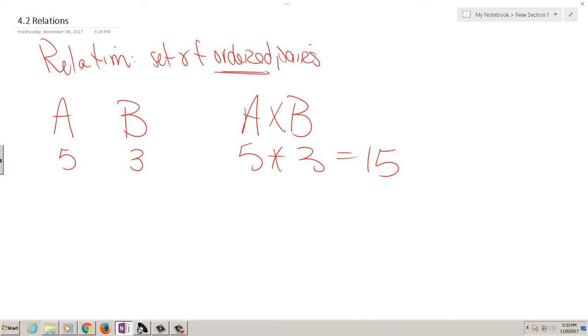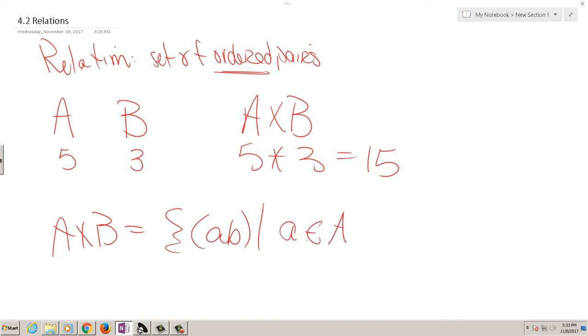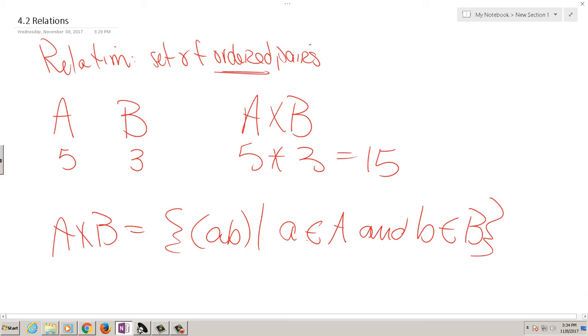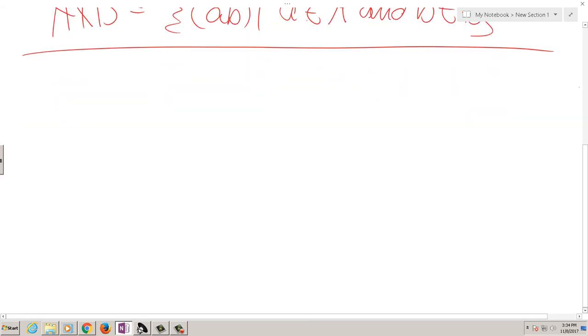And so A cross B is the set of all elements (a, b) such that a is an element in A and b is an element in B. A relation is going to be the subset of all of those elements, the subset of A cross B. The way that we can define each one of the elements in the relation, we can say that a is related to element b. Another way is to say that the ordered pair (a, b) is an element in the relation.